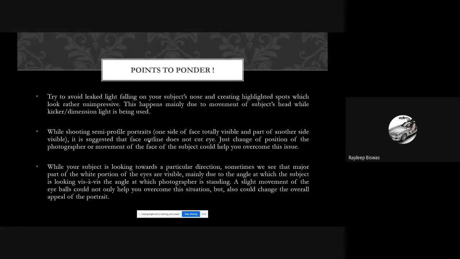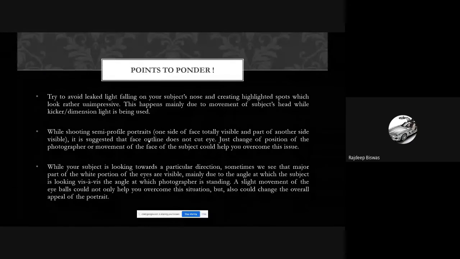While your subject is looking towards a certain direction, again, many photographers have come across this. It's a fantastic portrait otherwise, light-wise, pose-wise, everything is fantastic. Suddenly what I notice is the subject is looking extremely on the right or extremely on the left. Just observe my eyes. Oh, you cannot see me because I've turned off my camera. Anyways, just remember that the eyeballs are extremely on the right side or extremely on the left-hand side.